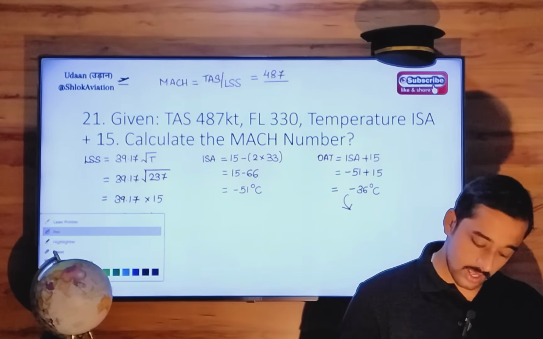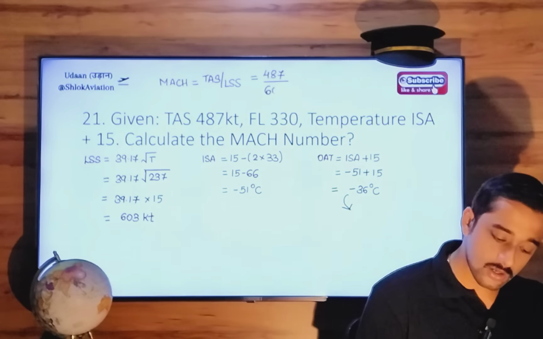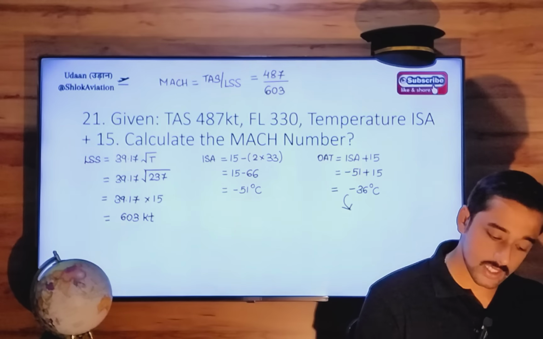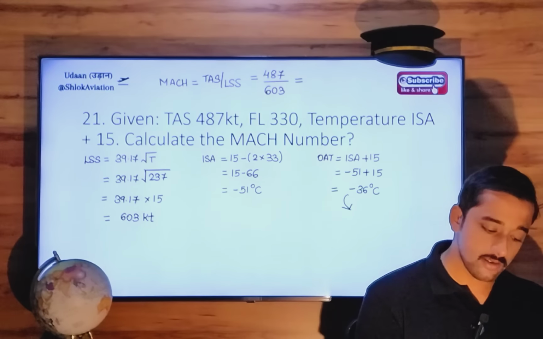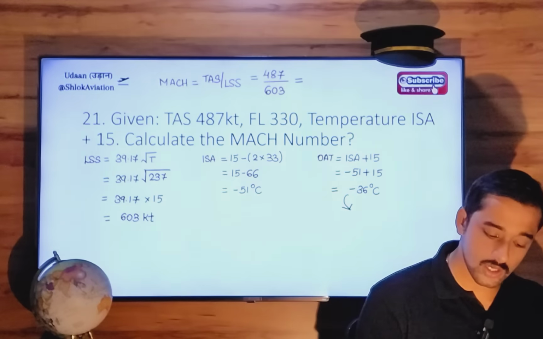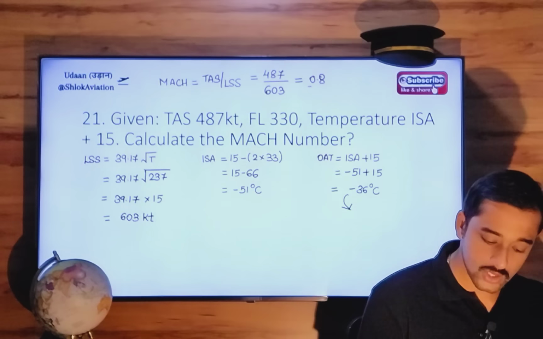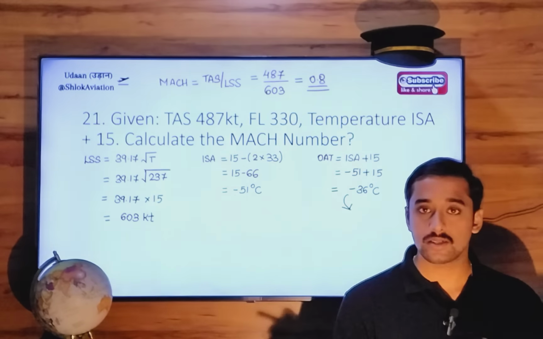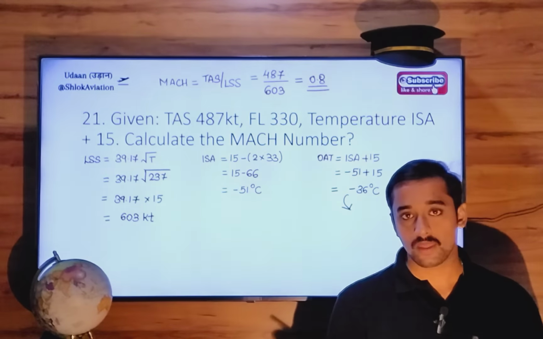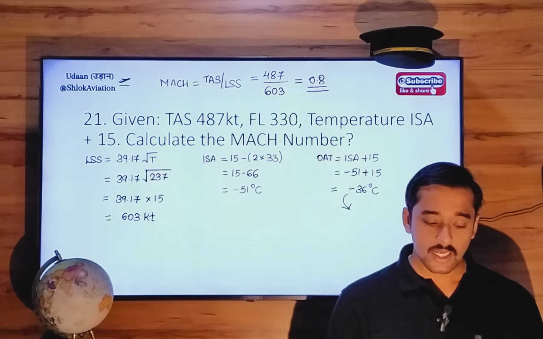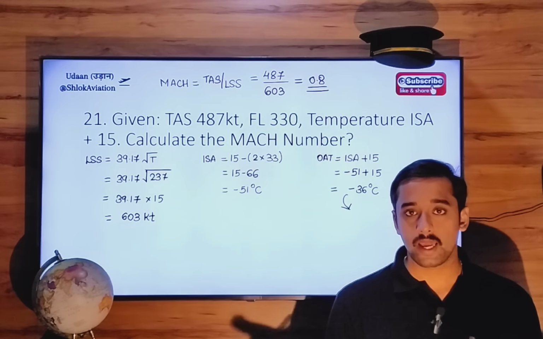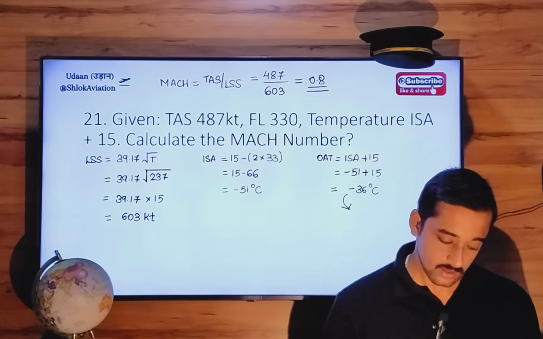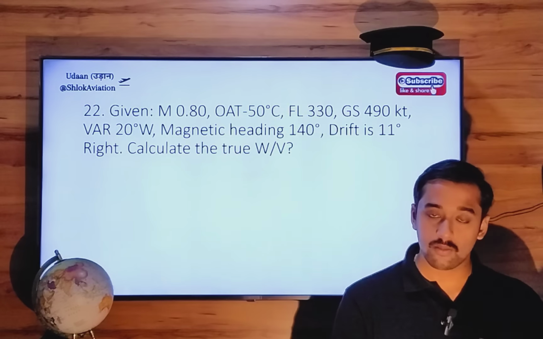Now substitute this value here. True airspeed upon local speed of sound. So 487 divided by 603 equals 0.8. So your Mach number is 0.8, 0.807, as I can see in this calculator. So the closest option will be 0.8 or anything close to this.